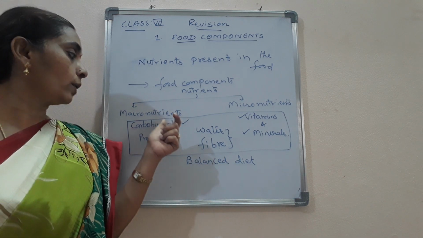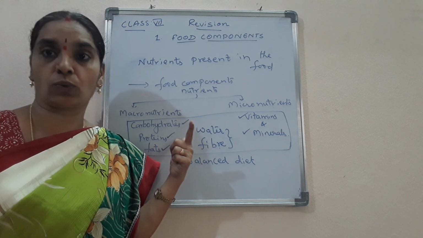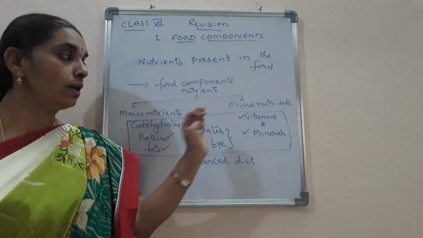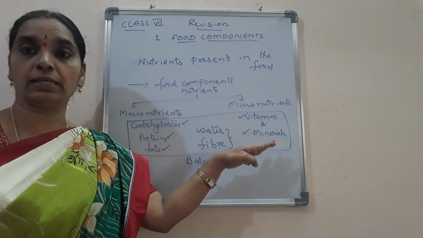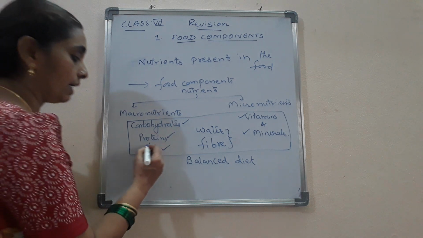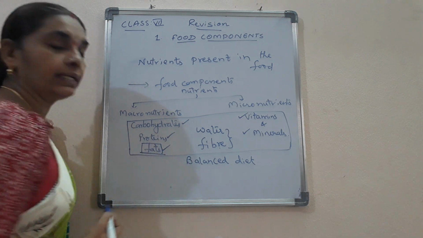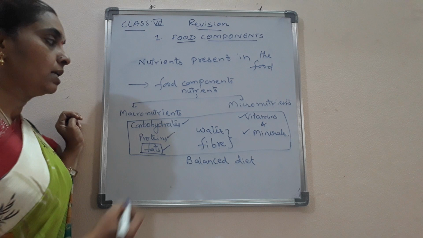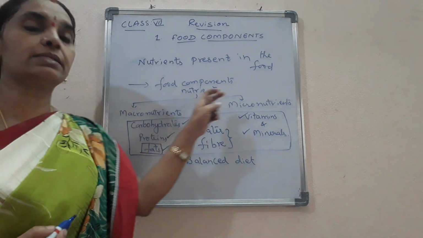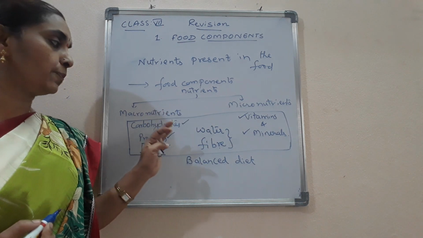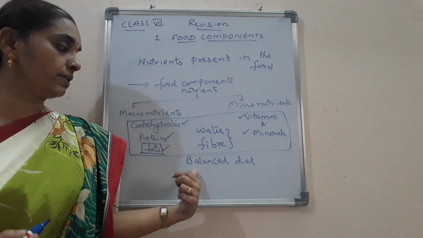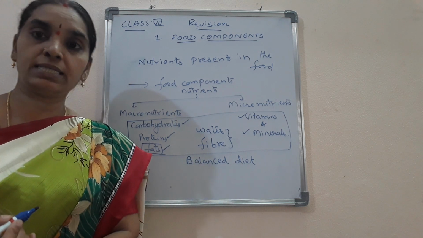In fact, carbohydrates are taken in large quantities by us, and proteins and fats also, but the vitamins and minerals are taken in sufficient amounts only, and the fat should be in a limited quantity. Is it clear? So this is about the balanced diet. A diet which contains all the nutrients, carbohydrates, proteins, vitamins and minerals and with little amount of fats is called a balanced diet.